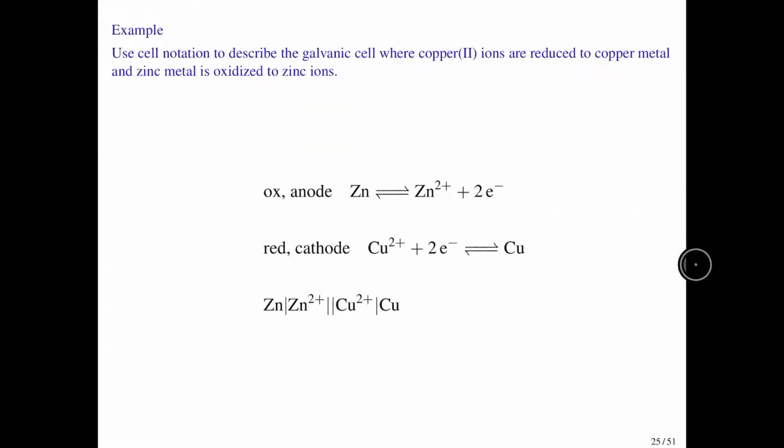Here we're being asked to consider a cell where copper 2 ions are reduced to copper metal and zinc metal is oxidized to zinc ions. Oxidation occurs at the anode, so zinc goes to zinc 2 plus. Reduction occurs at the cathode, so the copper 2 plus gets reduced down to copper. For the notation, it's zinc, then there's going to be a phase boundary, then you'll have the zinc 2 plus. Then you've got the salt bridge. You can then start on the cathode. You've got the copper 2 plus, a phase boundary, and then the copper.